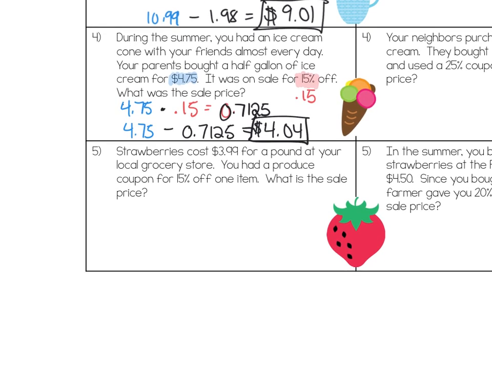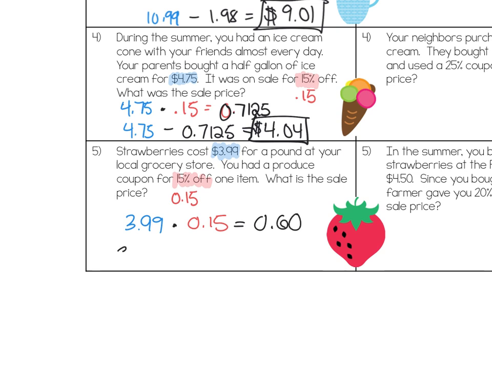And then our last example here in number 5, it says strawberries cost $3.99 for a pound at your local grocery store. So $3.99 is the original price, okay? And you had a produce coupon for 15% off. So 15% off is written as a decimal 0.15. So remember, take the original price, $3.99, multiply it by the percent as a decimal, so 0.15. $3.99 times 0.15 is equal to 0.60, so 60 cents off, okay?